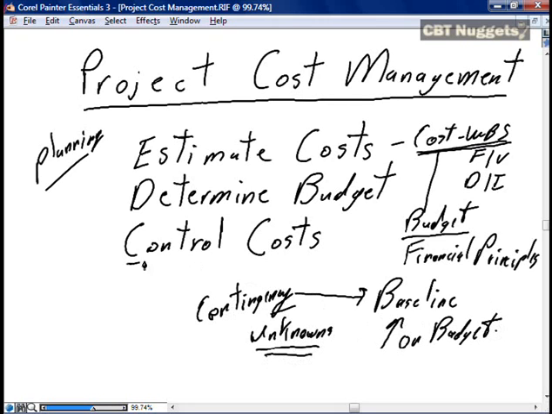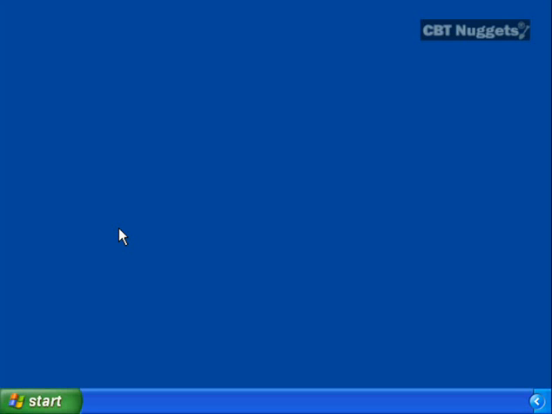Our next nugget is going to focus on controlling the costs, the execution against the project plan, and managing to the budget. This concludes our nugget on project budget definition.